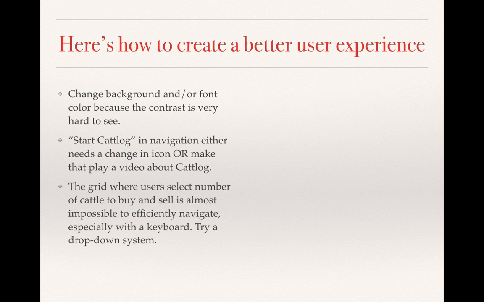The grid where users select the number of cattle to buy and sell, it's really hard to navigate on a keyboard. Maybe you should try a drop-down system. What I mean by that is, if you look on the grid, you just select which dot or which range of cattle you want to buy. Rather than that, what if you just had a drop-down where you can select the exact number of cattle, and that in turn might make it easier to navigate around efficiently as well.